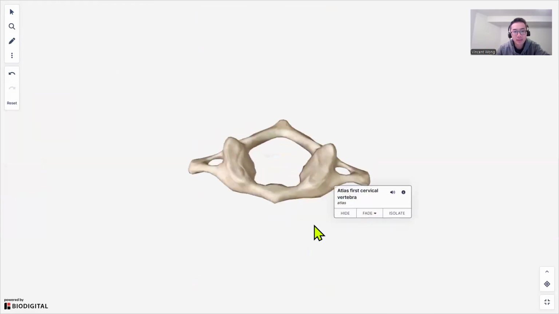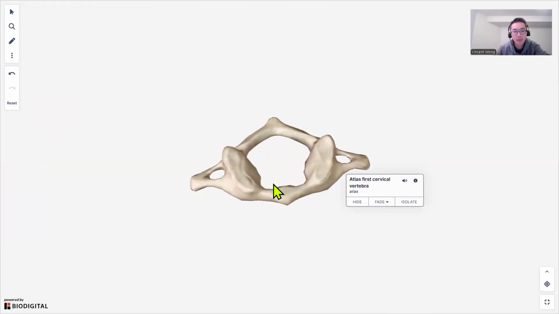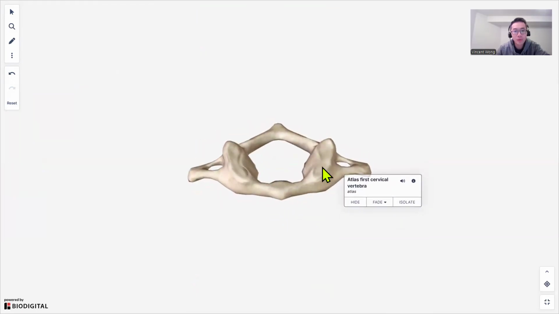Isolate right here. So at the top of the atlas, there are two grooves, and those grooves allow the occipital bone to sit right in it. Remember, the occipital bone has a big hole at the bottom, the foramen magnum, and on the side you have those little round knobs called the occipital condyles, which fit right into these grooves to allow us to nod the head.